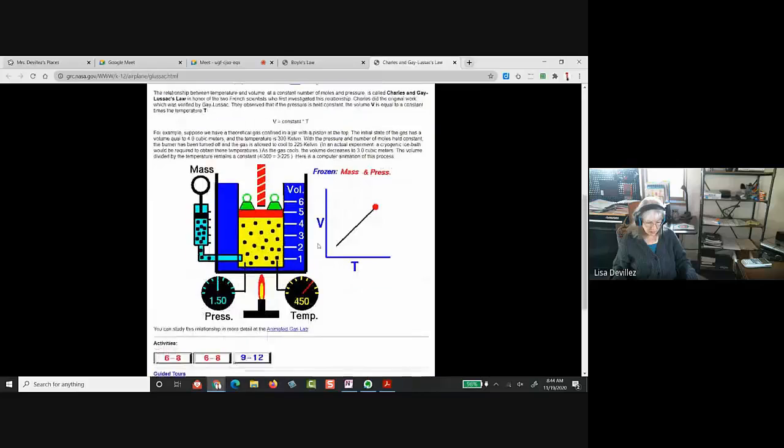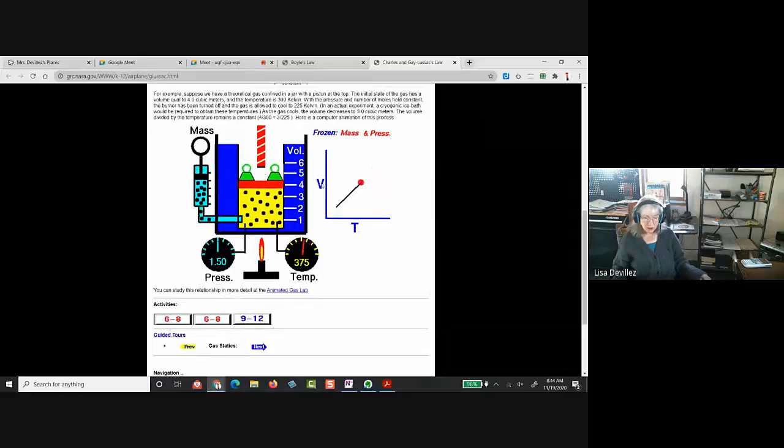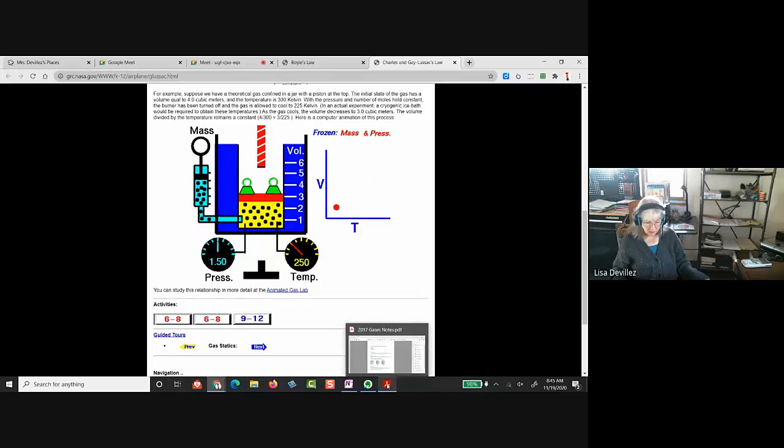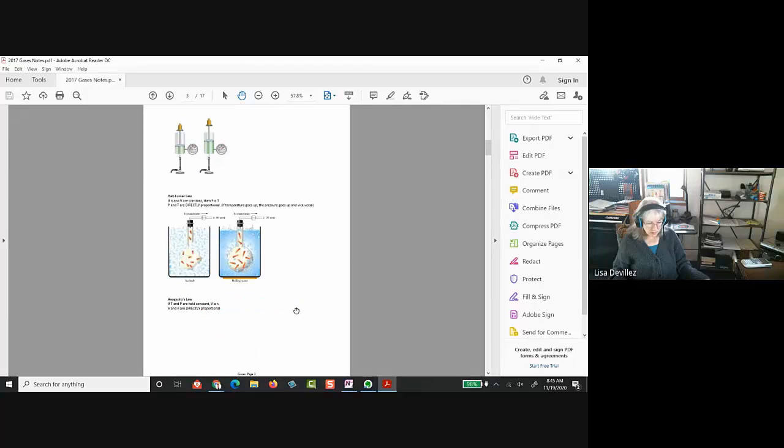Let's just look at the different simulations here. Here we're looking at the relationship between volume and temperature. They're holding the pressure constant and, in this case, increasing and decreasing the temperature. What we see is as the temperature increases, the volume increases as well. Okay. And then we're going to come back and talk about these. I just want to do these animations.